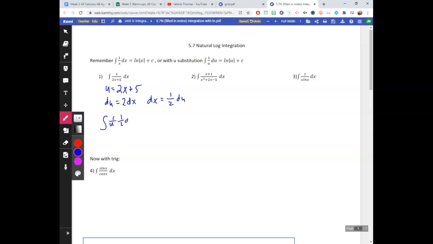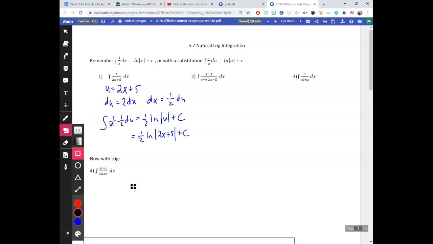times 1/2 du. And that's going to be, so we have the 1/2 out in front, natural log of u. Of course, we want to then plug back in. Instead of u, we're going to plug in 2x plus 5, and make sure you have the absolute value bars there, plus c. So that's going to be our answer there.